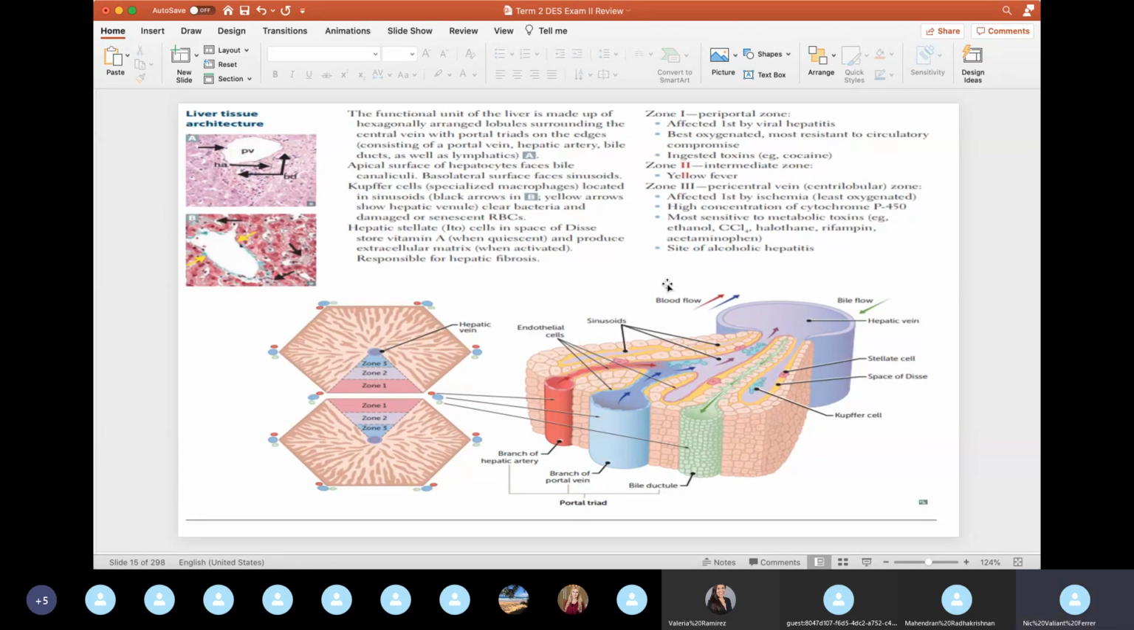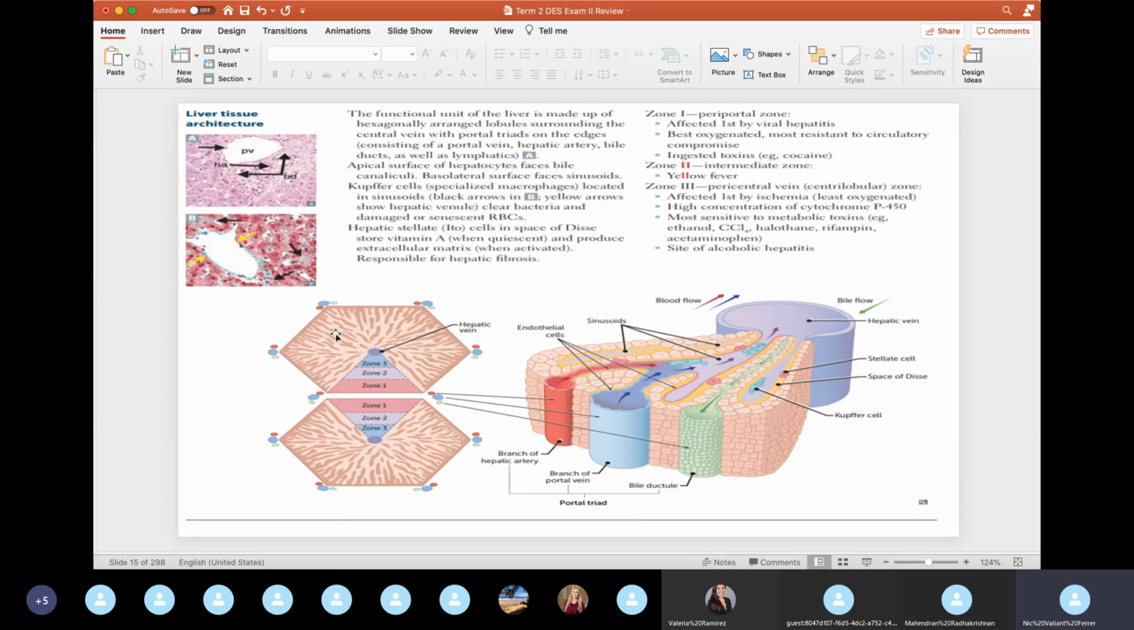Another high yield slide, the liver tissue and architecture. So this hexagonal unit of the liver, or lobule, surrounding, you have a central vein here, right? It's a hexagonal structure. It has 6 sides, 1, 2, 3, 4, 5, 6. Centrally, you have the hepatic vein, and on the edges here, you can see the portal triad.